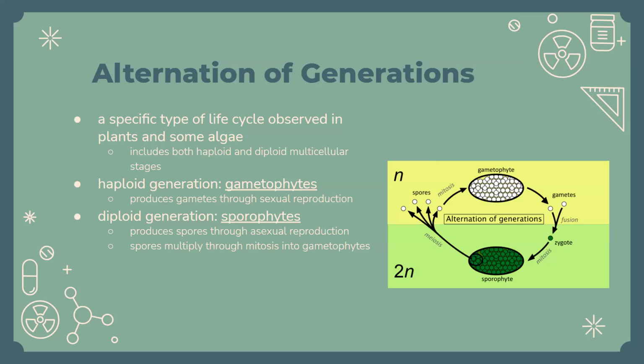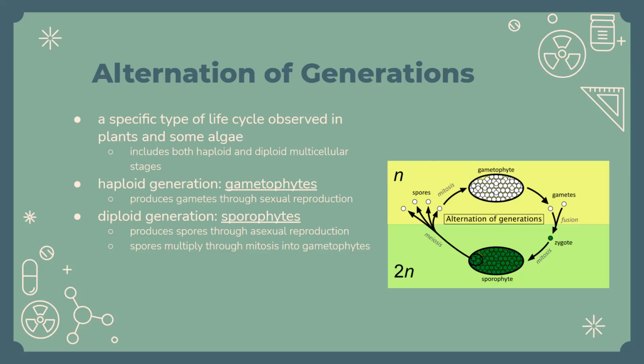So before we go into meiosis, I also want to point out the specific life cycle that's present in plants and some species of algae. This is called alternation of generations, and it basically is a type of life cycle in which there are both haploid and diploid multicellular stages.